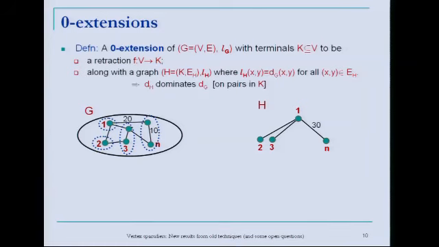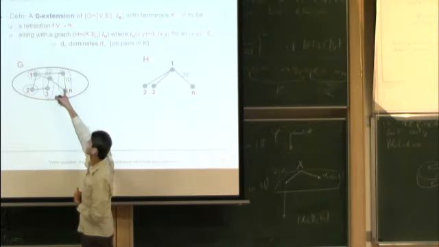Okay, but if the length here was 20 and here 10, then the length of the edge from 1 to n is going to be 30, because the length here has to agree with the shortest path between these two terminals, not necessarily with this vertex. Okay, the circles represent the retraction. Right, so this vertex is mapped to this terminal.